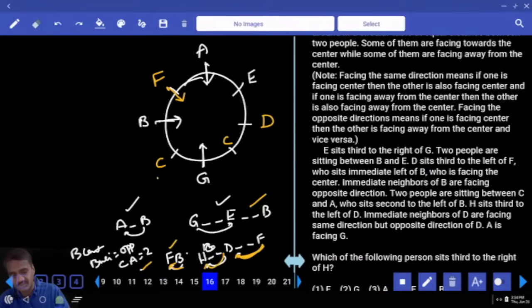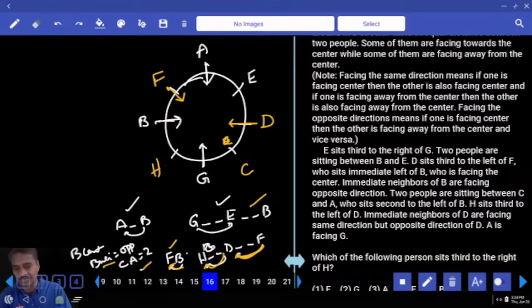Again from D to H. Now H is seated third to the left of whom? Third to the left of D. Third to the left of D means H must be at this place. H is here. D is facing the center. And if H is here, then C must be here. Done? Now the persons were finalized, then we need to find out the direction.